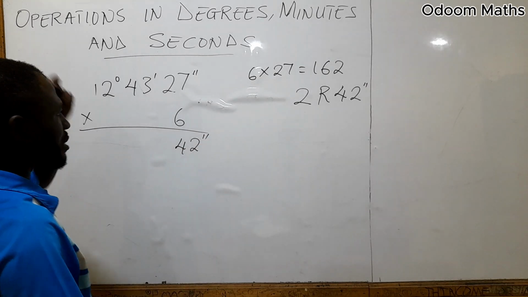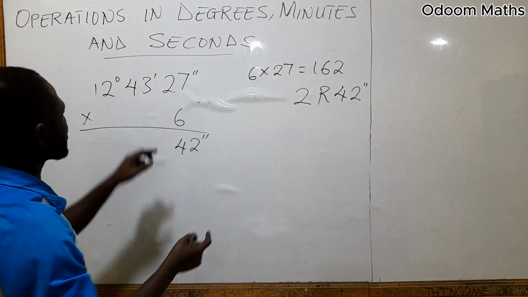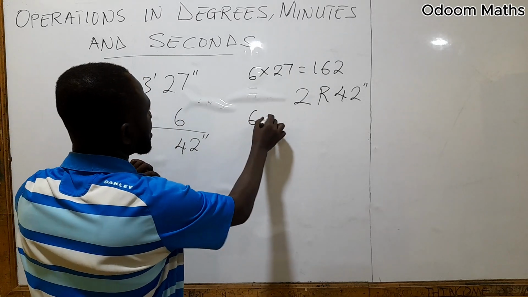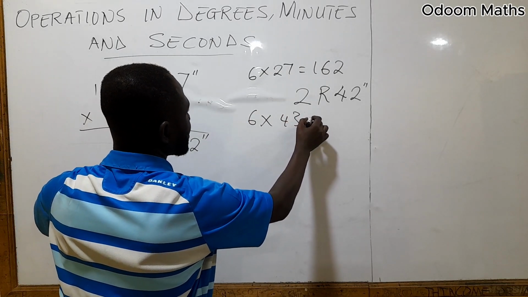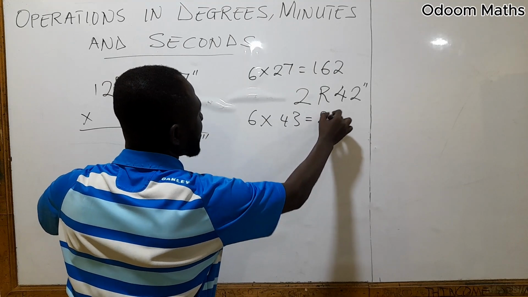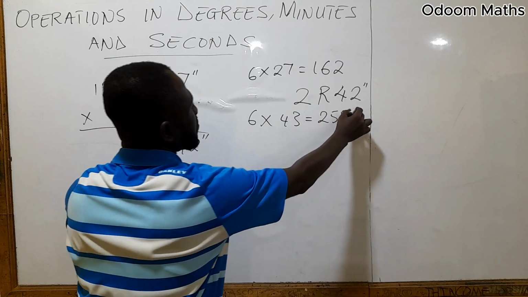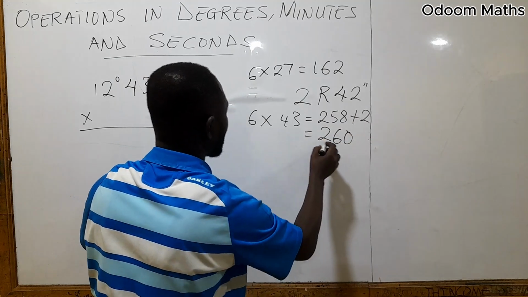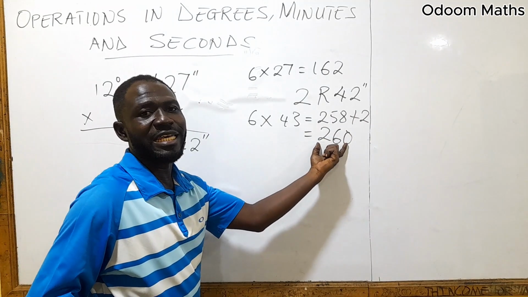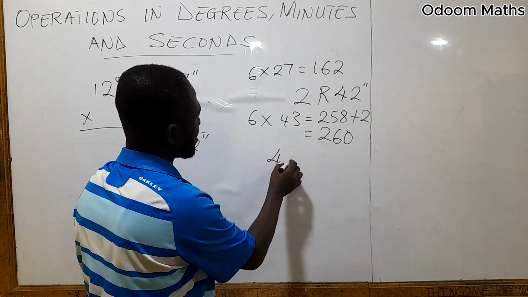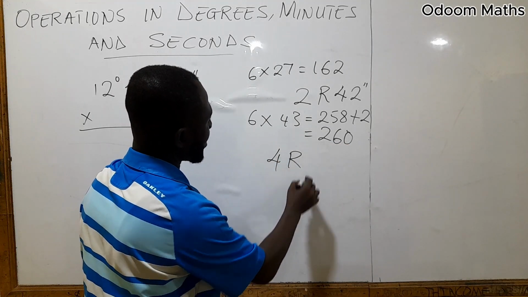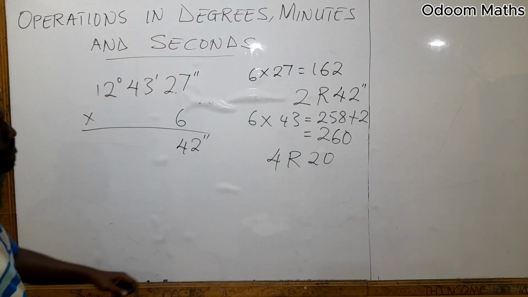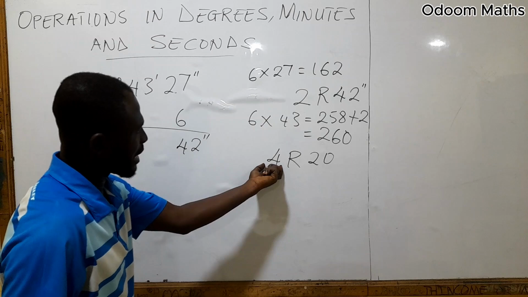Now we are going to use this 2, but before then let's multiply 6 times 43, and that is going to be 258. So 258 plus this 2, making 260. Now how many 60s are here? We have 4 60s, remainder 20. Then we'll use this 4.